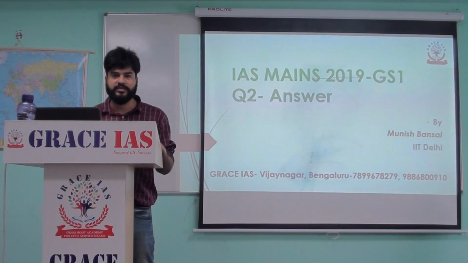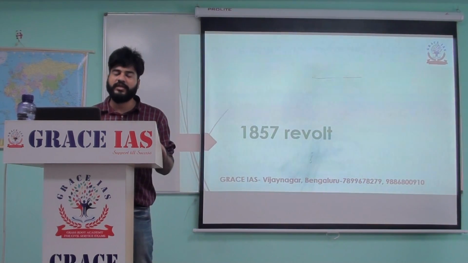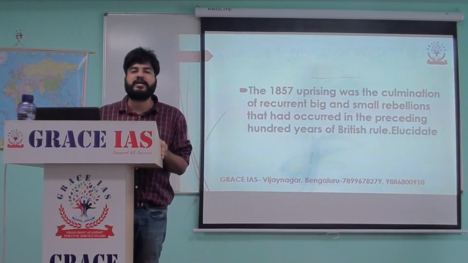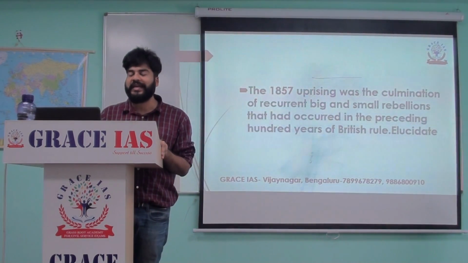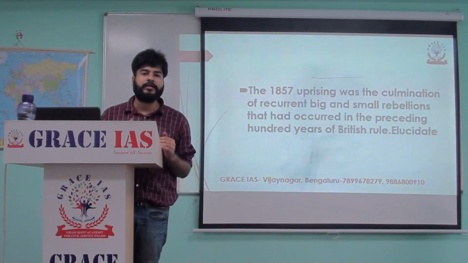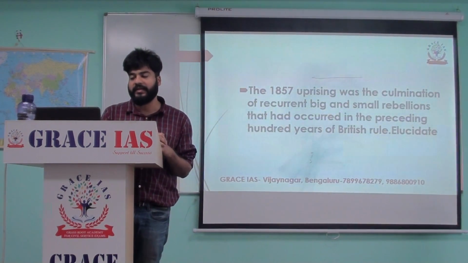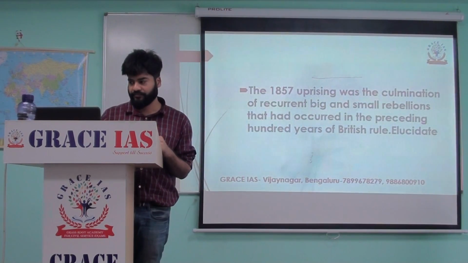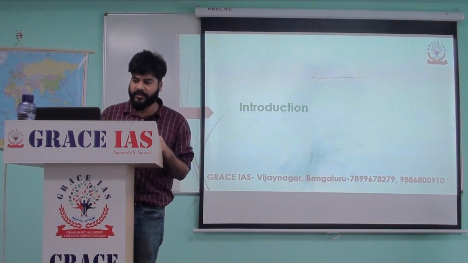My name is Munish Bansal and today we are going to discuss question number 2 of GS1. This question was related to the 1857 revolt. This is the exact question which was asked in UPSC: the 1857 uprising was the culmination of recurrent big and small rebellions, local rebellions that had occurred in the preceding 100 years of British rule. Elucidate. So let's start with the introduction part.